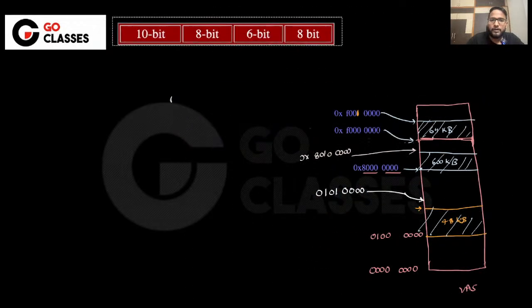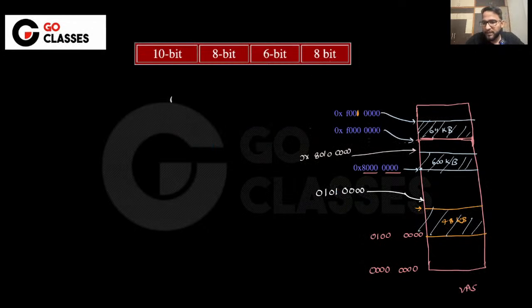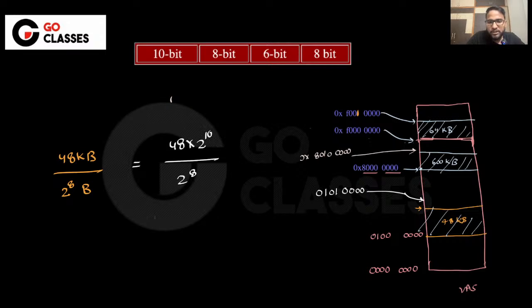Okay. Now tell me. See, 2 power 8 is the page size, 2 power 8 bytes. This is 48 kilobytes. So 48 kilobytes upon 2 power 8 bytes, right? So these are the pages that we are using. Which is basically 48 into 2 power 10 upon 2 power 8, which is 2 power 2 here. So 48 into 4, which will be 192. So I think we are using 192 pages at this moment, right?